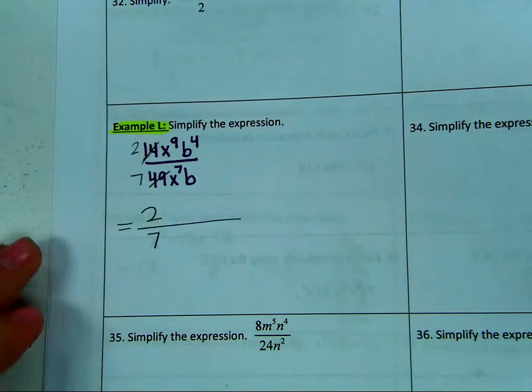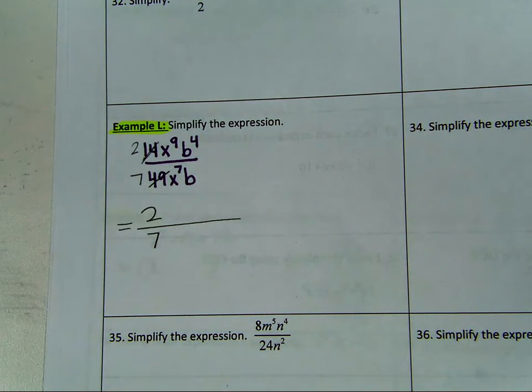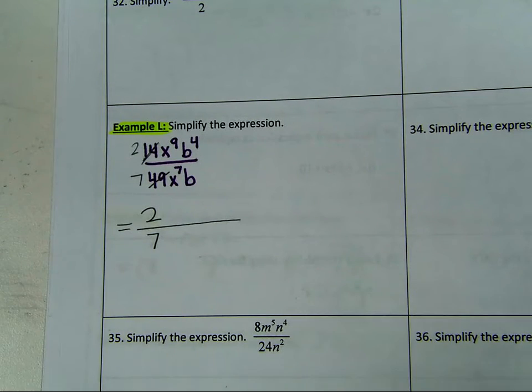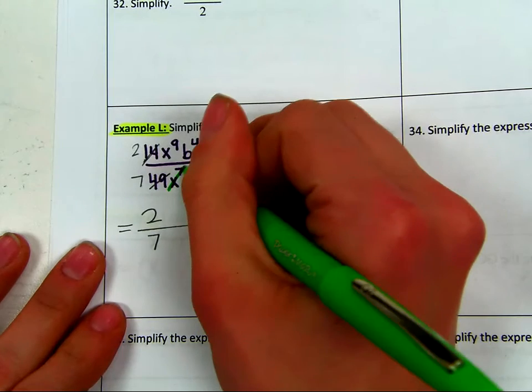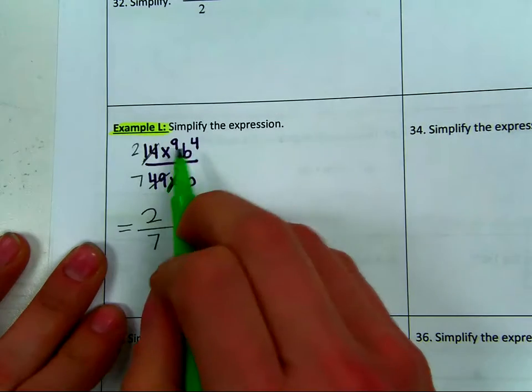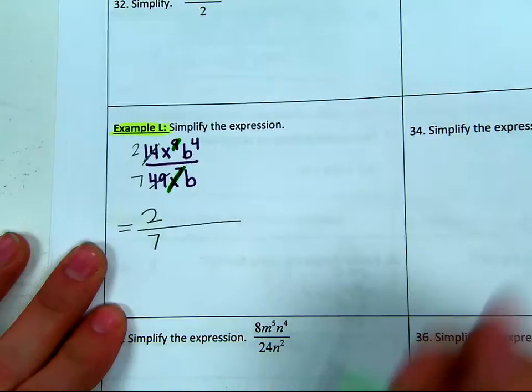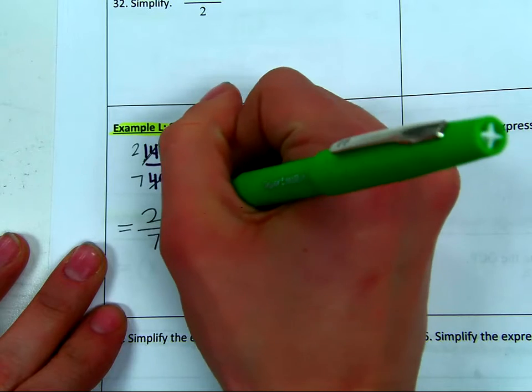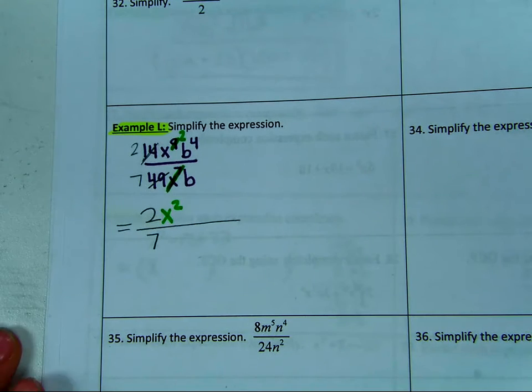All right, next we can look at the x's. There are 9 x's on top, 7 on bottom. So I like to think cancel what they have in common. We could cancel all 7 on the bottom. If we cancel 7 on the top, we had 9 to begin with, there's still 2 left. So x squared is left on the top.